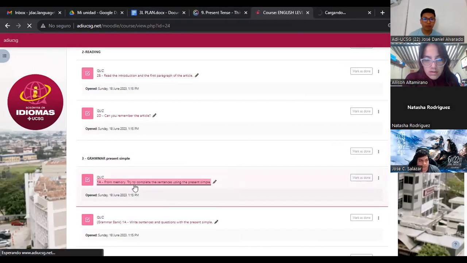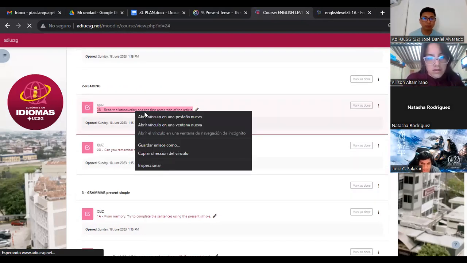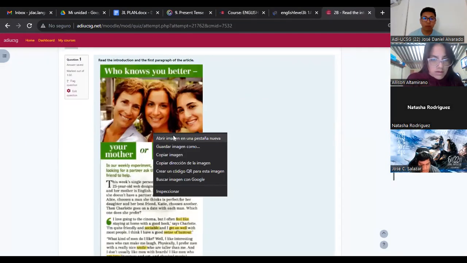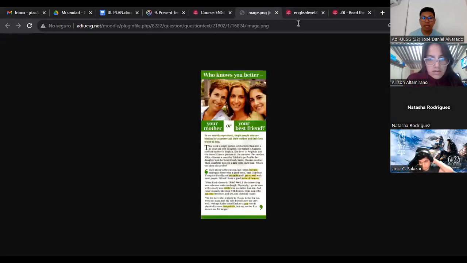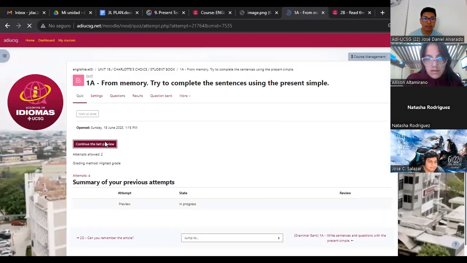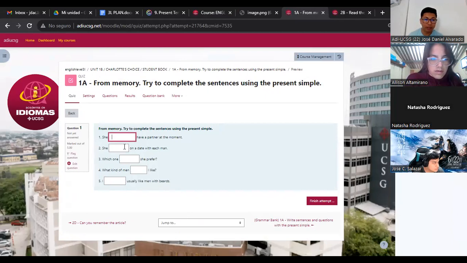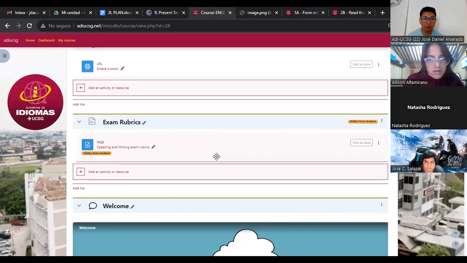We are going to do the first activity, which is called 1A from memory. Try to complete the sentences using the present simple. Now, what you are going to do is you are going to check the reading section that we have in here, this reading, and based on this reading, we are going to do this exercise. Now, you have to complete the sentences with one word from the reading section.